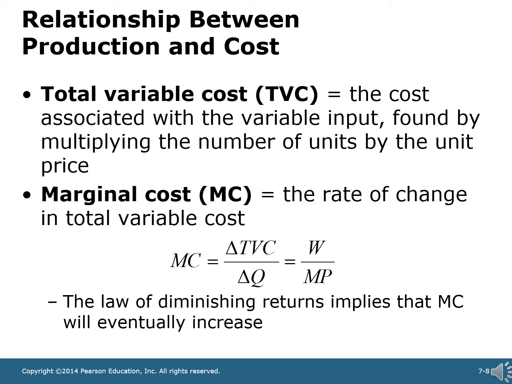Our total variable cost, which we abbreviate as TVC, is the cost associated with the variable input, so the variable labor input. Typically, we're working with labor, and through our examples in this chapter, it will all be labor. We can calculate that by multiplying the number of units by the price of the unit. If we plot these numbers for the total variable cost on a graph, we could see that the total variable cost is a mirror image of the total production. We also have to consider marginal cost, so the rate of change in total variable cost. So marginal cost equals the total variable cost divided by the quantity being produced.